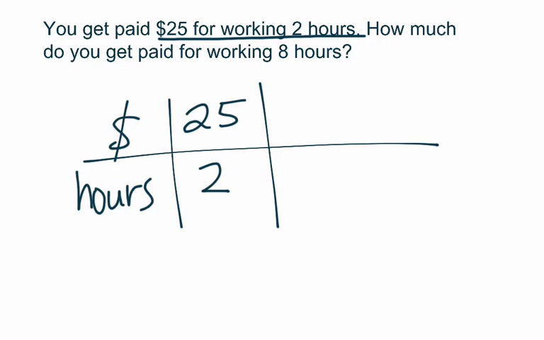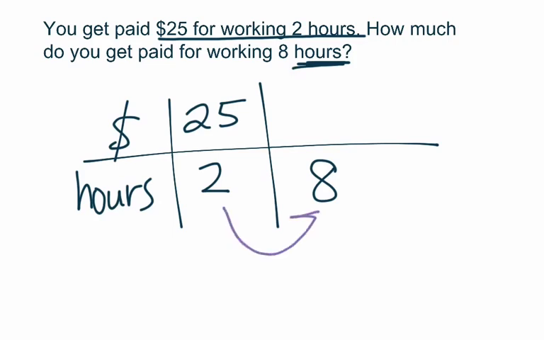I'm also creating a ratio table. It's not a perfect, wonderful rectangular ratio table, but this is typically how I draw them out. So for the next piece of information, how much do you get paid for working 8 hours? I'm going to go to my hours row, and I would put in an 8 here. Now I have everything organized, and I want to solve.